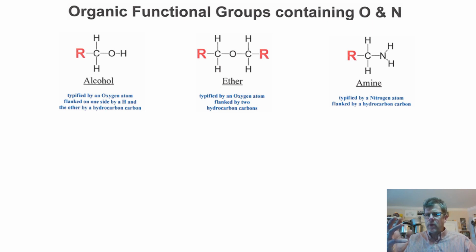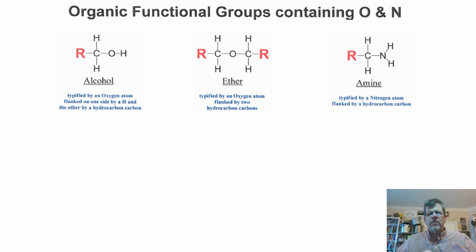Now that we've recruited oxygen and nitrogen, there'll be plenty more of these as we move along to subsequent slides. We can already name 3 new functional groups to go with the 4 ones from the previous slide: an alcohol, an ether, and an amine.